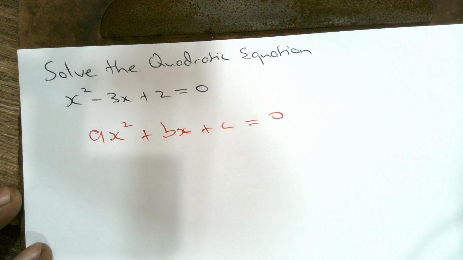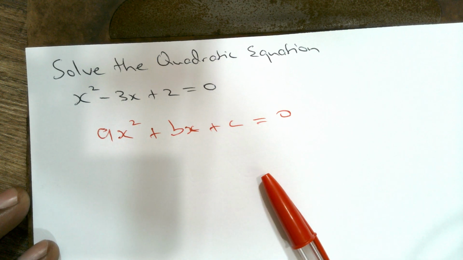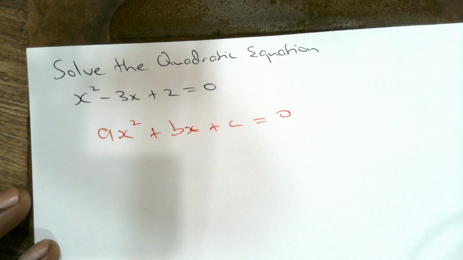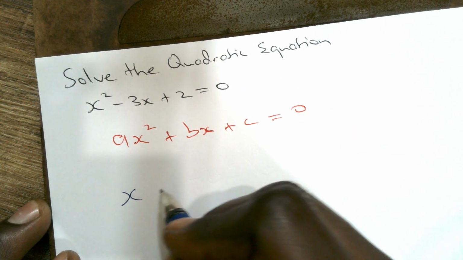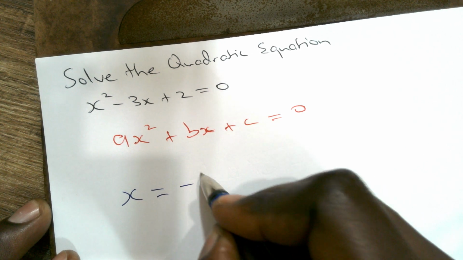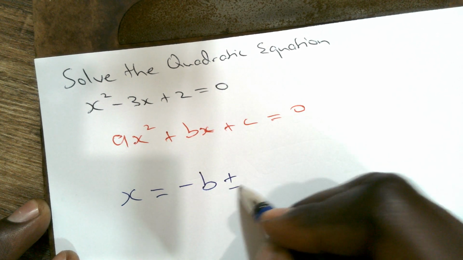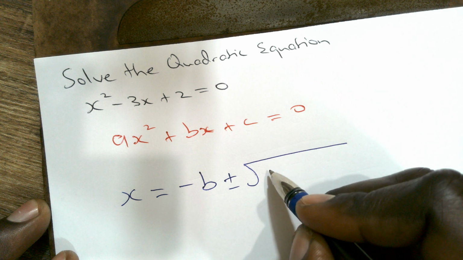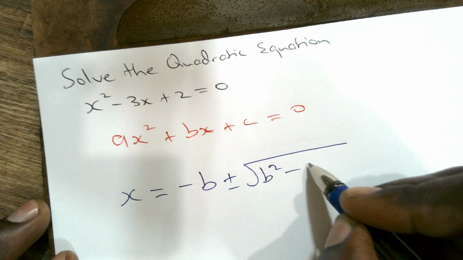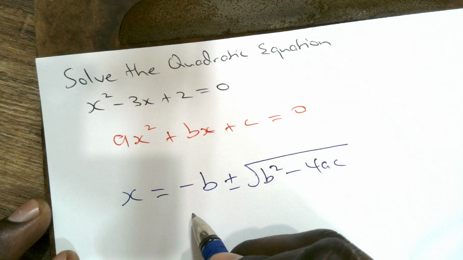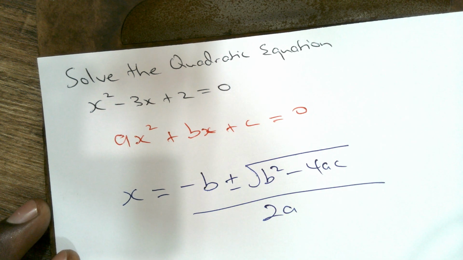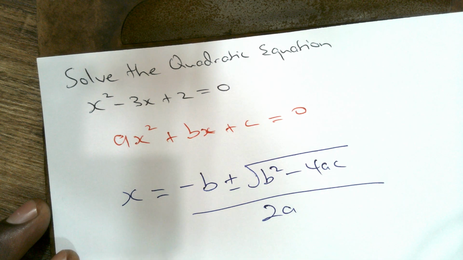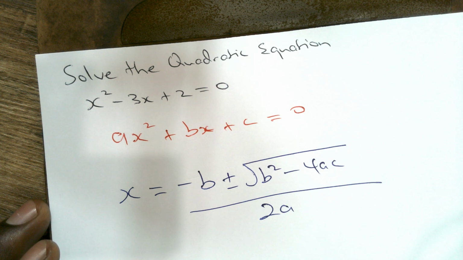The quadratic formula, if you were to use that to solve this equation, is: x equals minus b plus or minus the square root of b squared minus 4ac, all over 2a. This would actually produce two values for x.